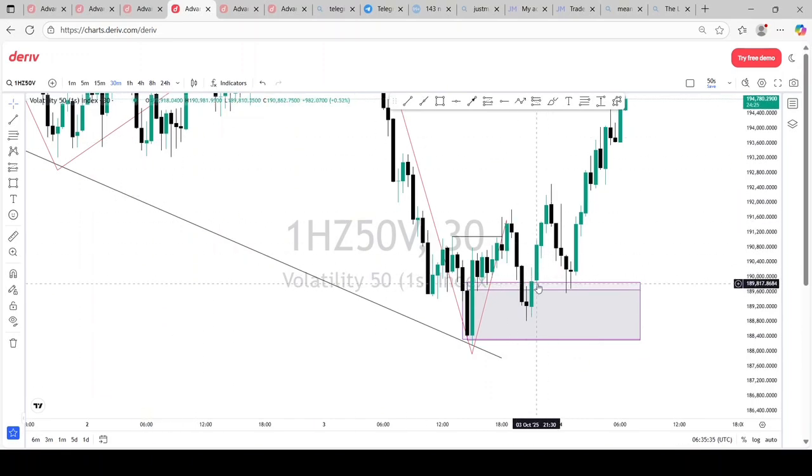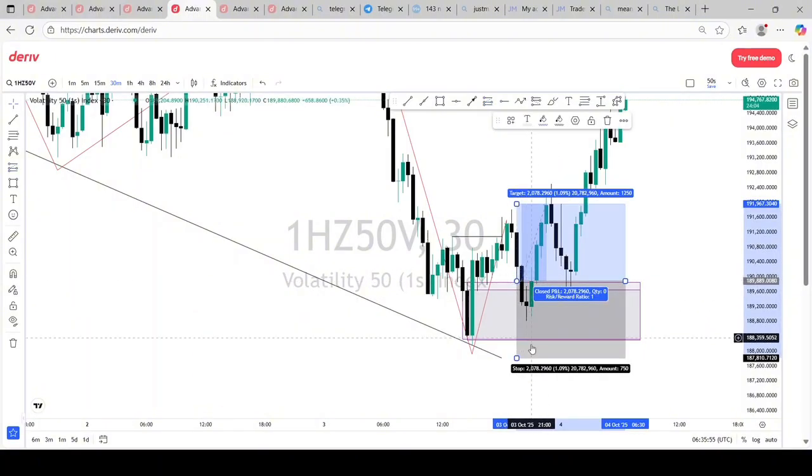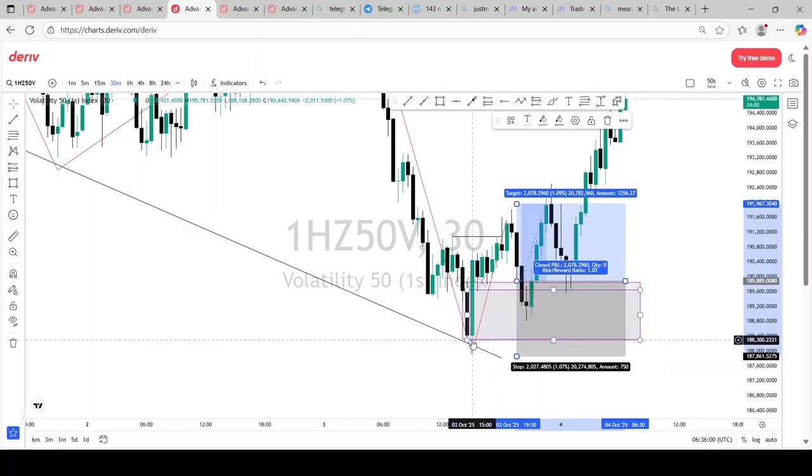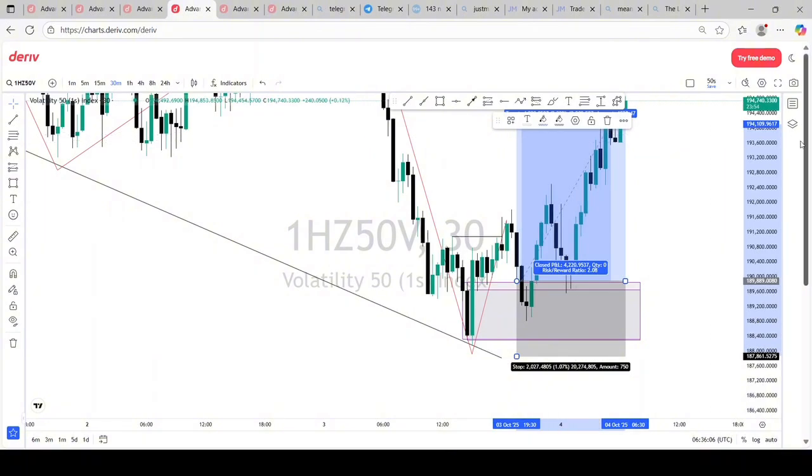We took the buy, of course, entered the buy positions and sent the call to the Telegram community, and then all I needed to do was just set my SL. All right, so I just put my SL right below this low, right? You see this low here, that is where my SL is, and then my TP all the way to the top.